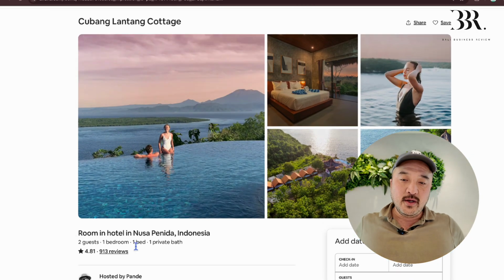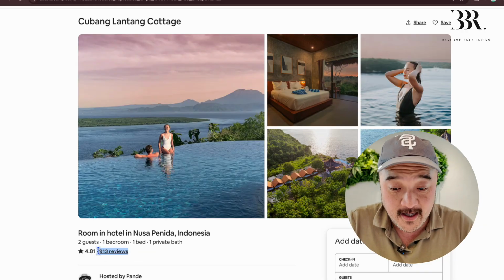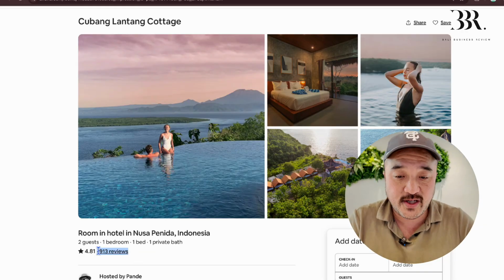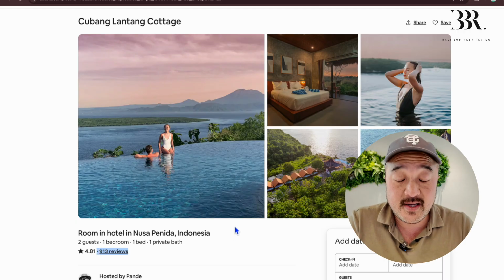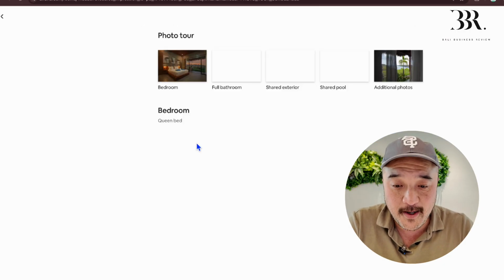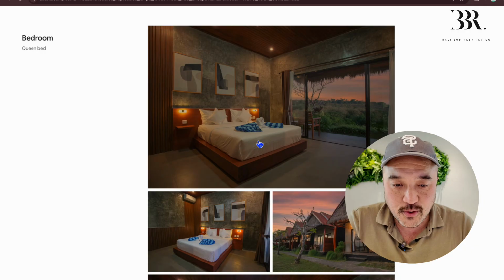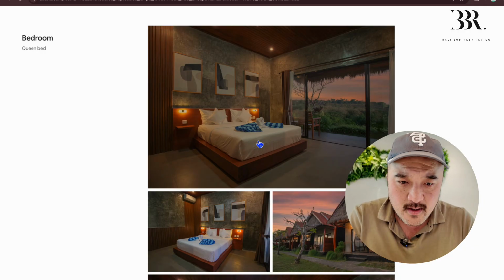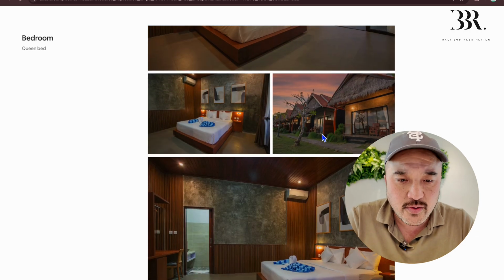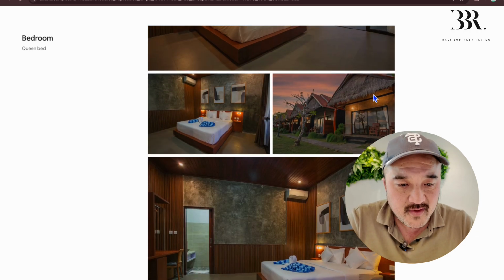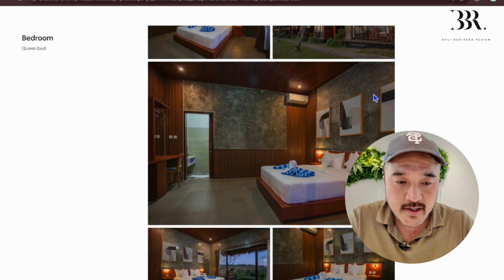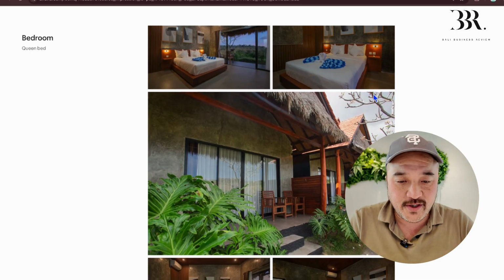Gorgeous. Chubang Lantang is in Nusa Penida, and it's got 913 reviews. That's staggering for a single listing on Airbnb. Once again, the infinity edge pool seems to be a real game changer. The interior design is modern, maybe a little bit industrial with the gray tones. Okay, a sequence of cottages, a natural alang-alang roof, which is good.